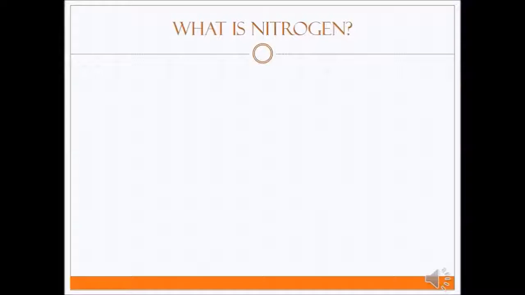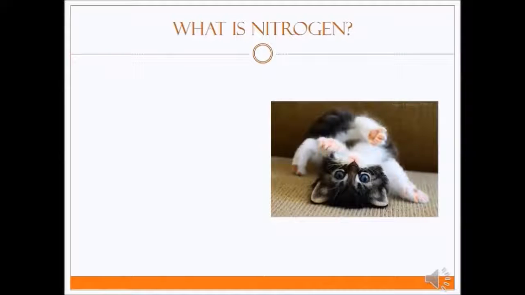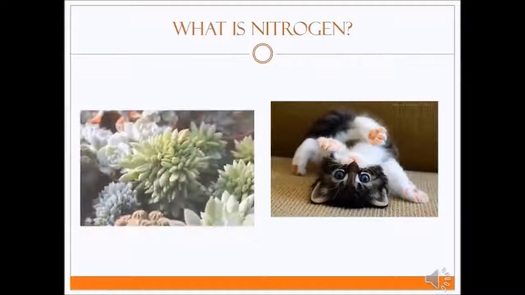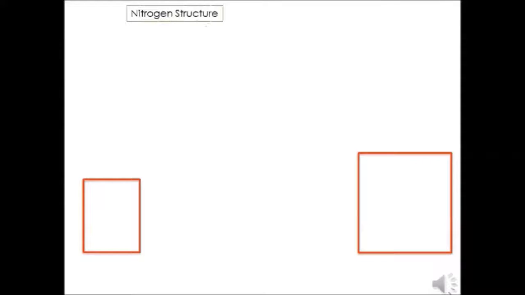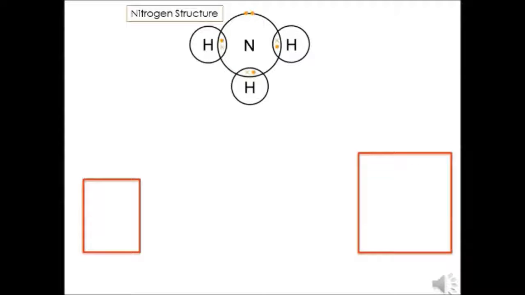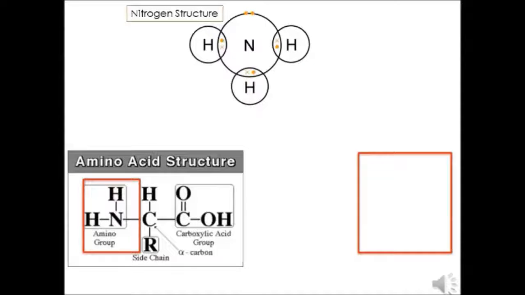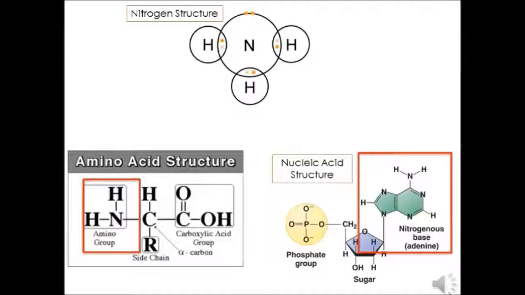What is nitrogen? Nitrogen is essential for growth and reproduction in both animals and plants. Nitrogen is found in amino acids that make up proteins, in nucleic acids that comprise the hereditary material and last blueprint for all cells, and in many other organic and inorganic compounds.